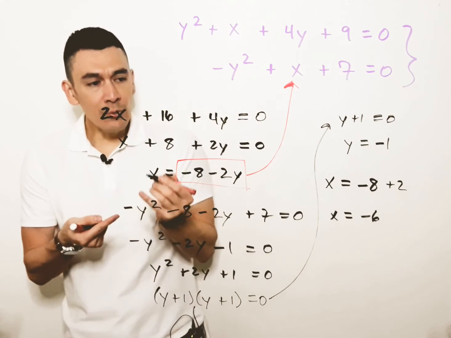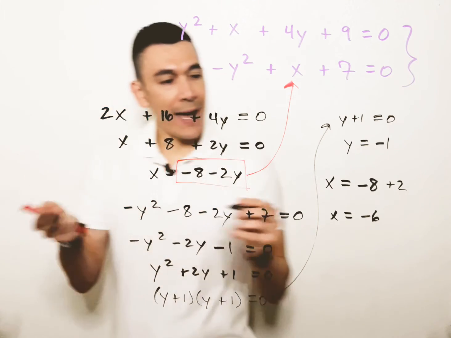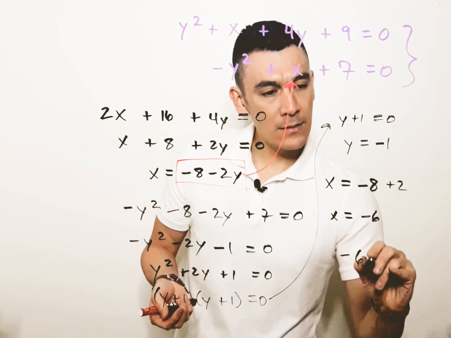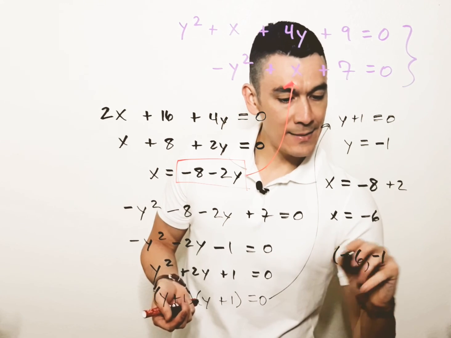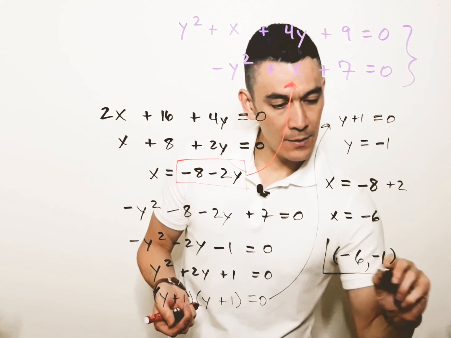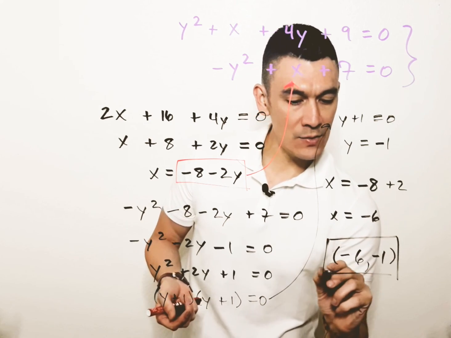And as a conclusion, you write your answer in xy form, x comma y, as an ordered pair. This is the solution to that system of equations.